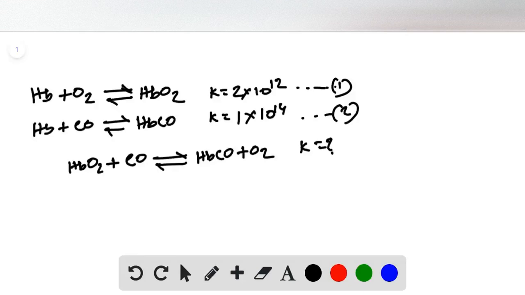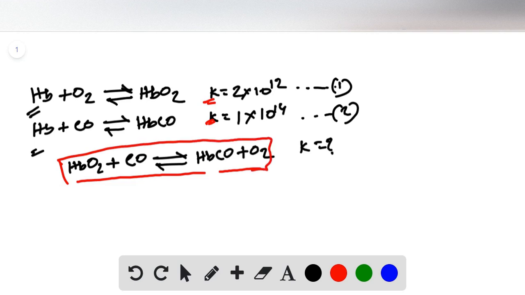So in this problem, we are given two equations here with their equilibrium constant, and we have to find out the equilibrium constant for this equation here.